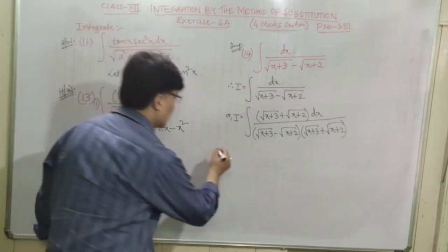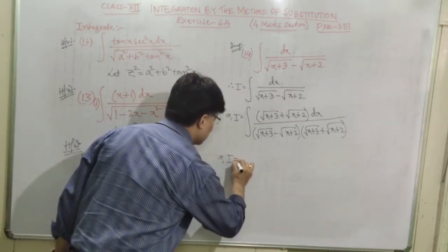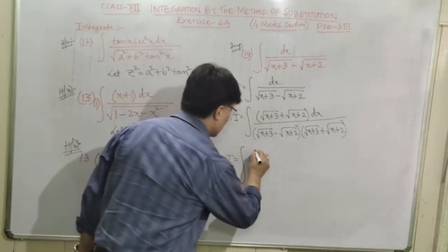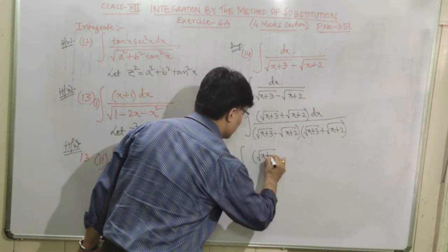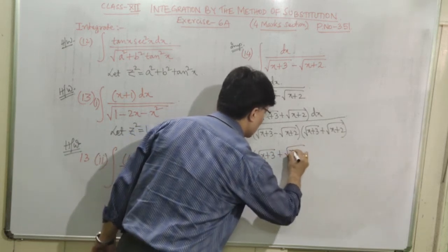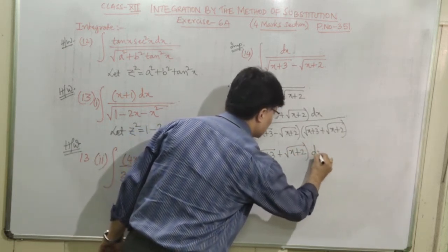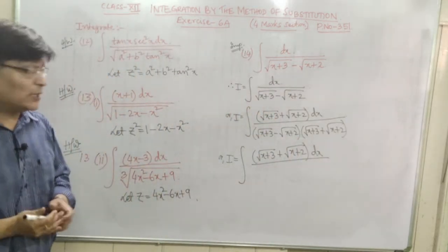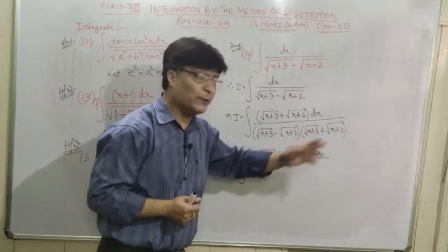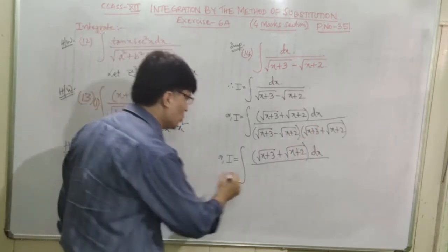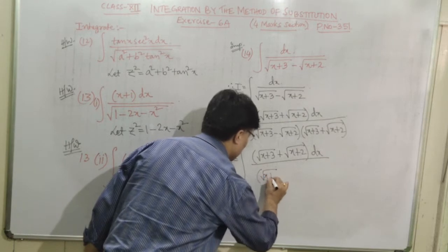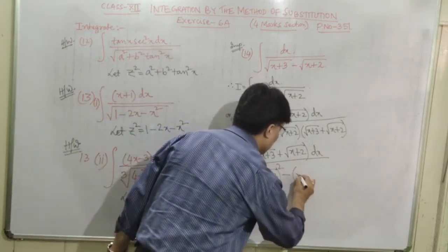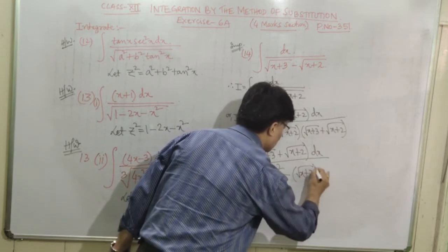Okay, so let us simplify it. Let us simplify the denominator. I is equal to the integral of root over x plus 3 plus root over x plus 2 dx divided by, now in the denominator what is the formula? A minus b into a plus b. This is your a square minus b square. So it is root over x plus 3 whole square, a square, minus what is b whole square? It is root over x plus 2 whole square.